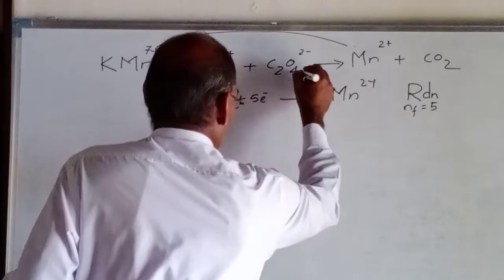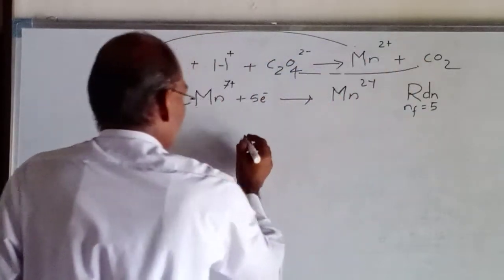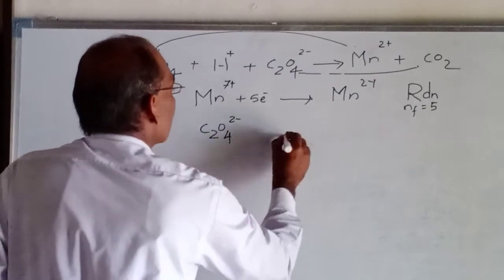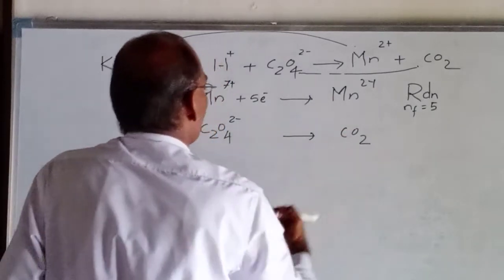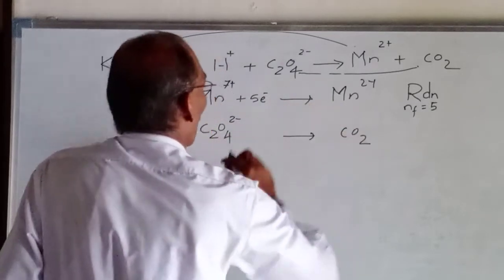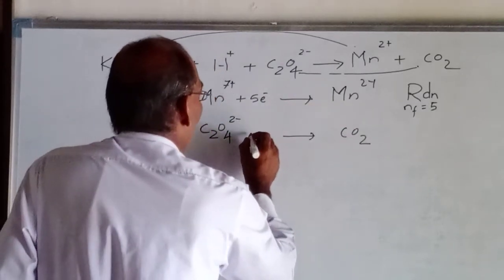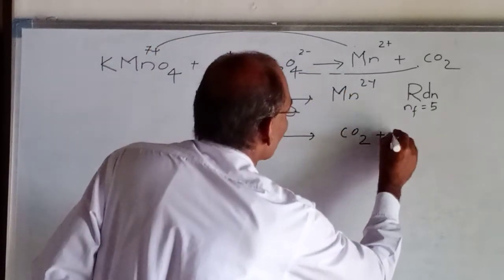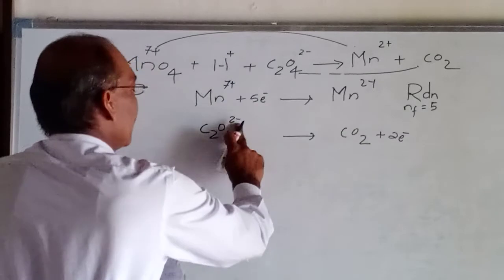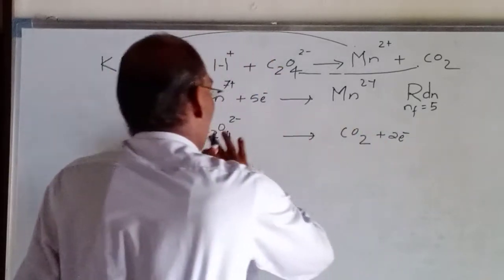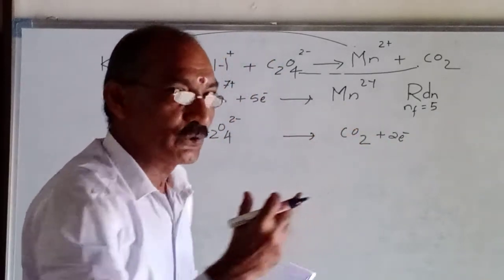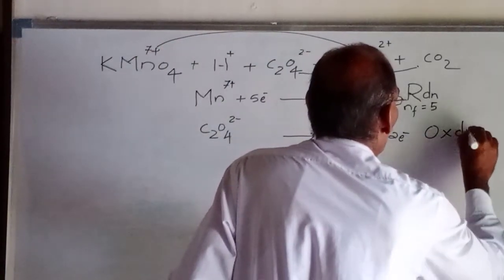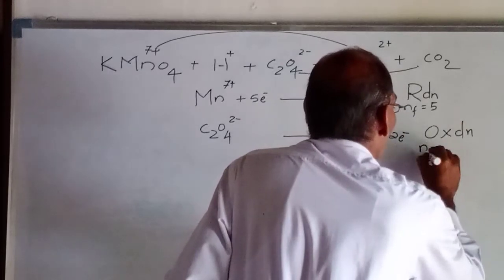Second one, C2O4 2 minus changes to carbon dioxide. Here carbon dioxide has 0 charge, so the 2 minus electrons are removed, and as a result we get the neutral compound carbon dioxide. Then here we can write OXDN, that is oxidation, and n factor is equal to 2.